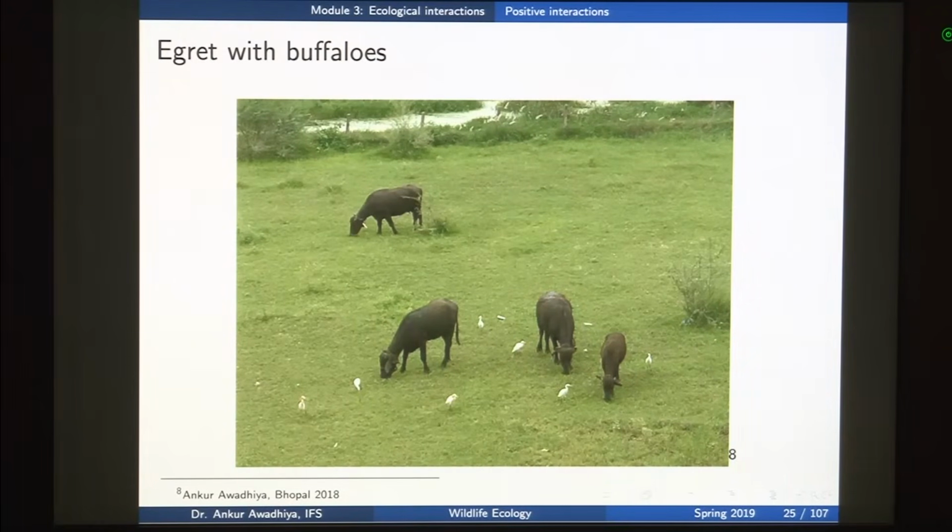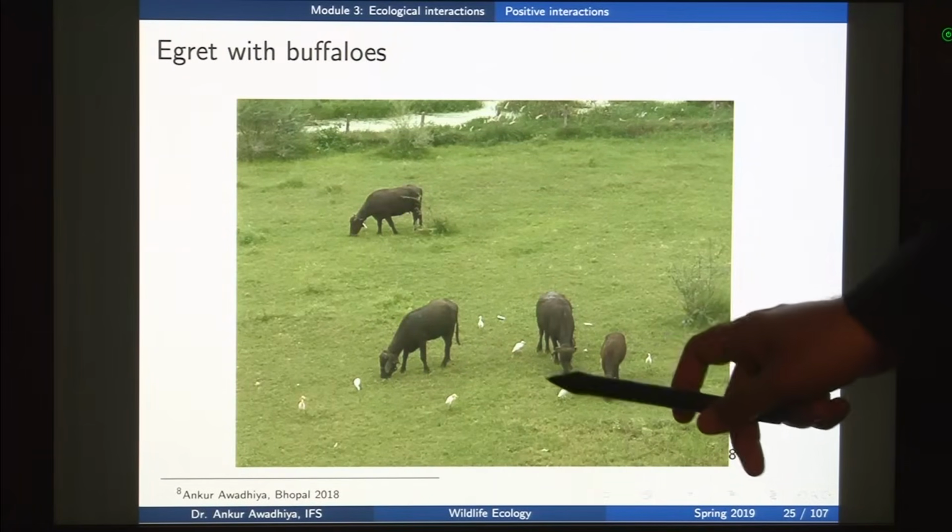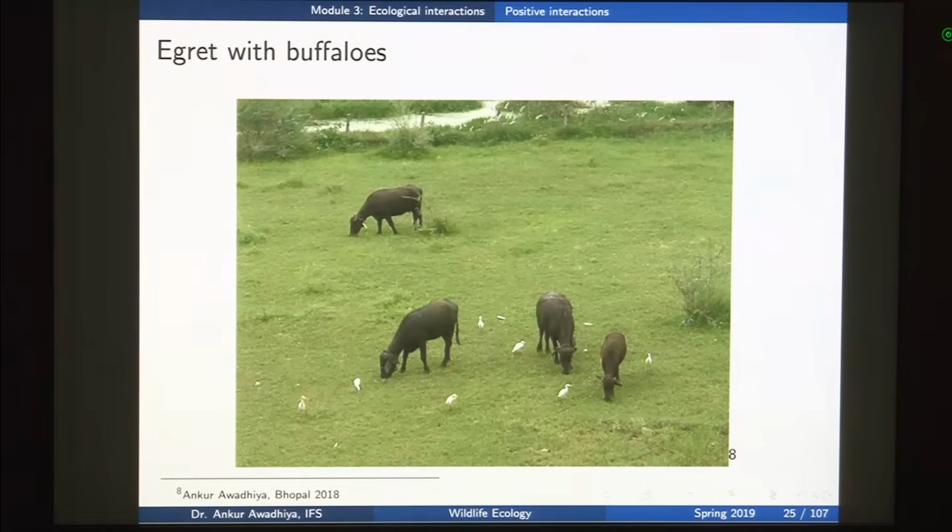So, in this example, what we are observing is that we have two organisms that are interacting. One is the egret, the second is the buffalo. One organism is getting a benefit out of this interaction, the egret is getting the benefit.